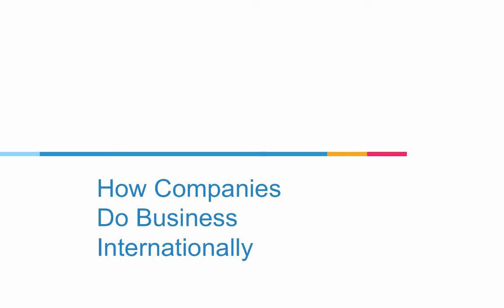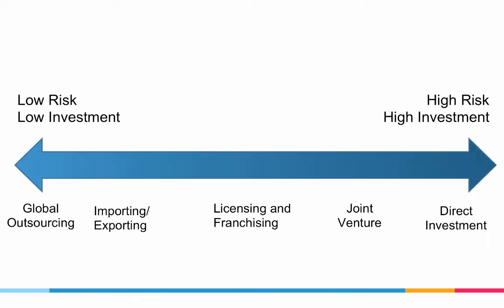In this video, we'll look at the ways that companies do business internationally. Here we see a graphic that illustrates the different ways to do business internationally. These methods range in a continuum from low risk and low investment strategies like global outsourcing to high risk and high investment strategies like joint ventures and direct investment. We'll look at each one in more detail.